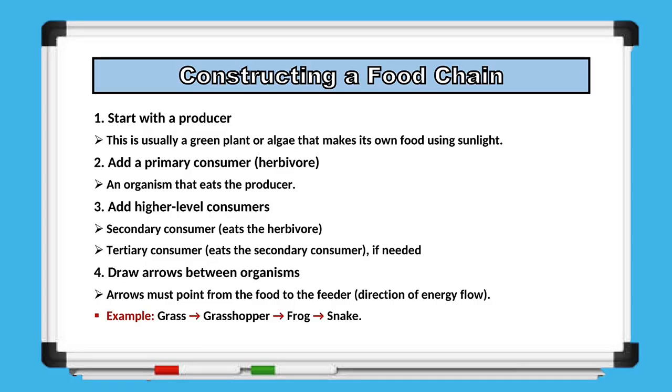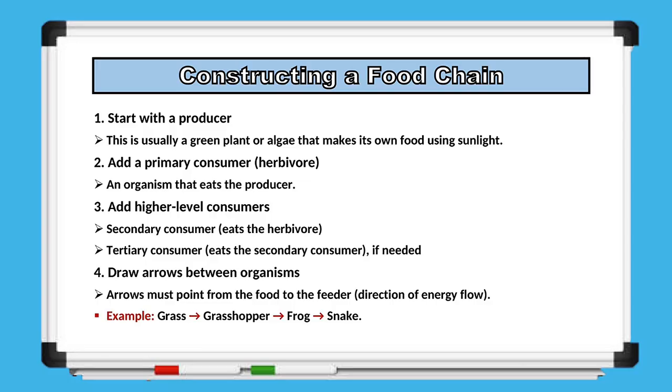Next, we add the primary consumer, which is a herbivore. This organism feeds directly on the producer and obtains the chemical energy stored in plants. After that, we add the higher level consumers. The secondary consumer feeds on the herbivore, and if the chain continues, a tertiary consumer feeds on the secondary consumer. Depending on the ecosystem, a food chain may contain even more trophic levels.